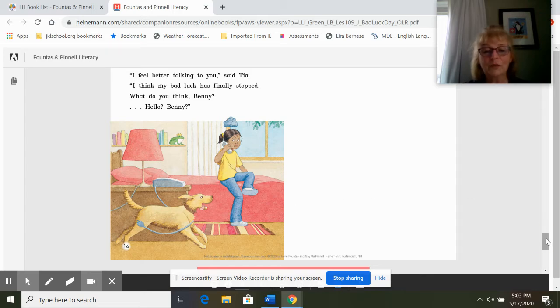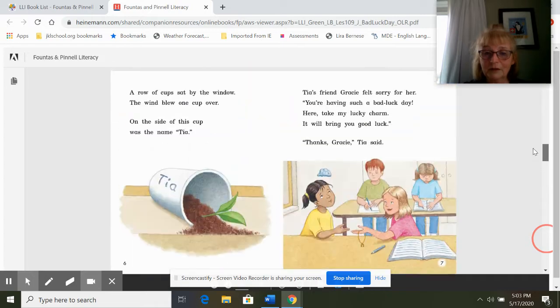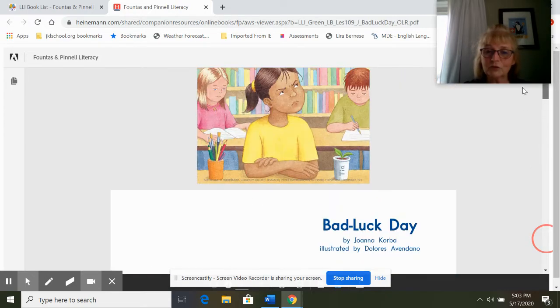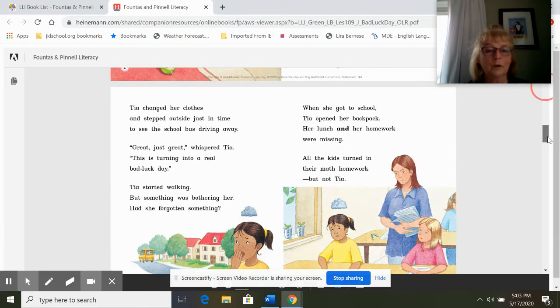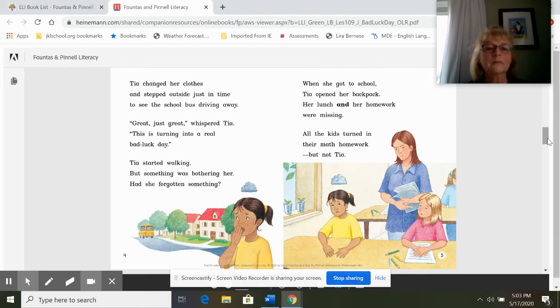Now, there's a few things that you can do other than looking at the pictures and the title to have yourself ready to read the story. What I want to do is look at a couple of tricky places for you. On page 4, there was something bothering Tia. Can you say bothering? How about clapping that? Bothering. That's right. It's got a lot of claps, so it's probably a longer word.